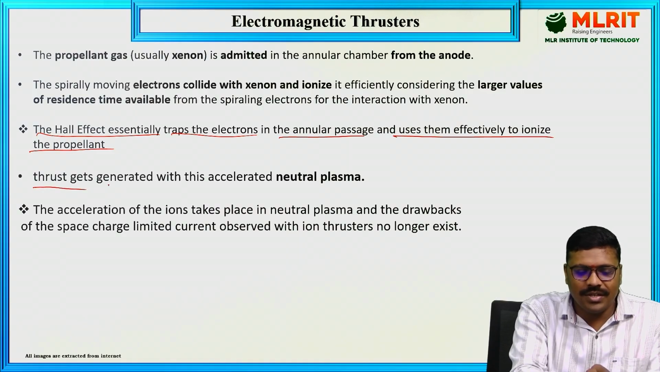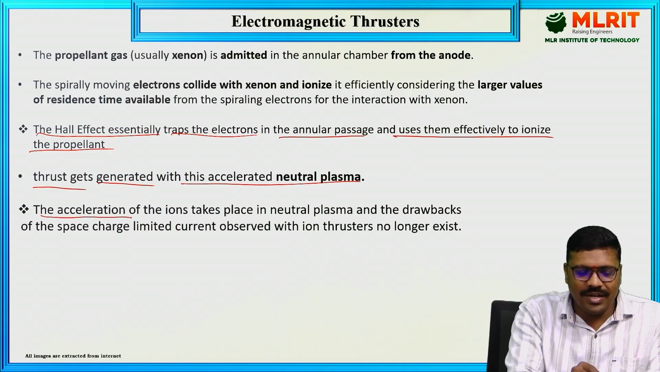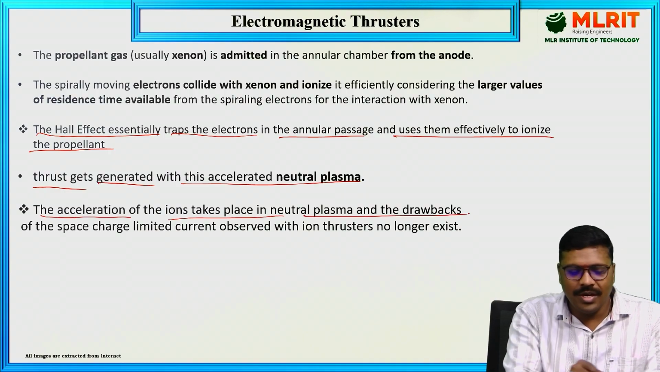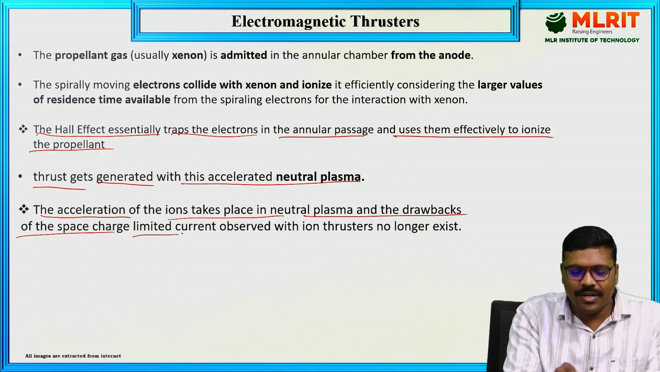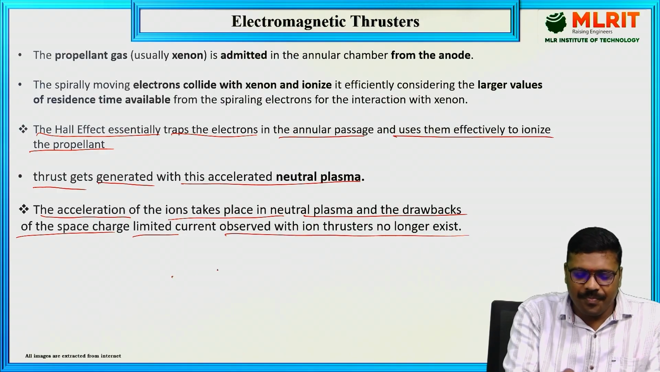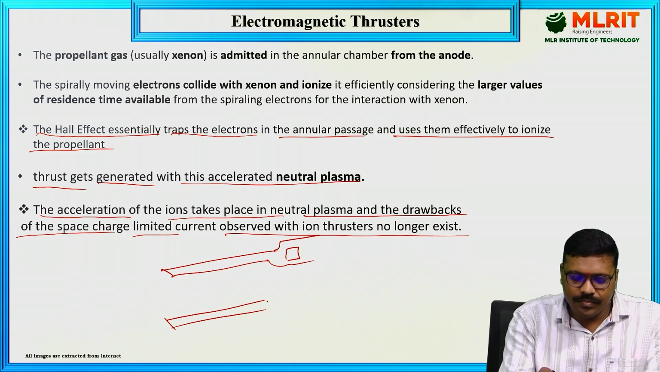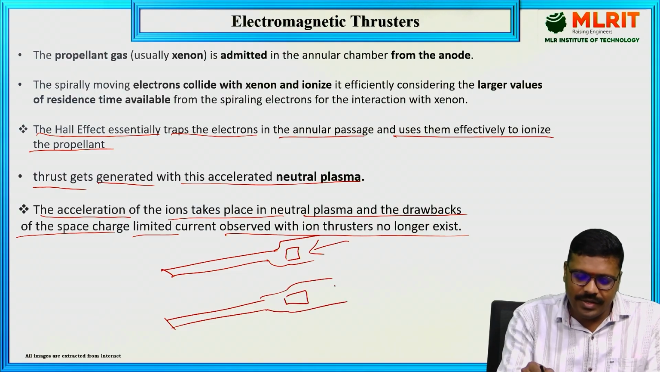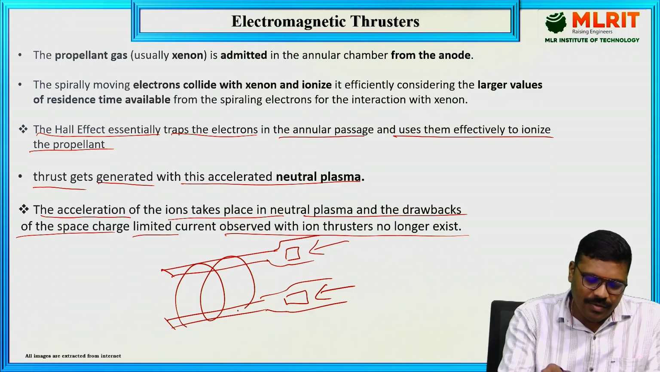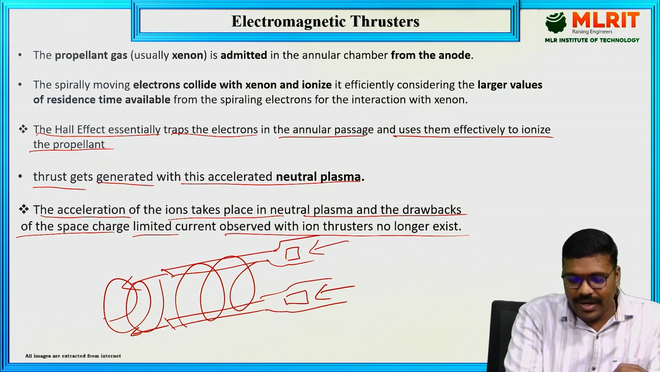Next, thrust gets generated with the accelerated neutral plasma. This acceleration of the ions takes place in the neutral plasma, and the drawback of space charge limited current observed with ion thrusters no longer exists. So whatever ions are leaving the propellant chamber, these are the anode. The propellant is coming like this, electrons are coming like this, and the gases leave like this.